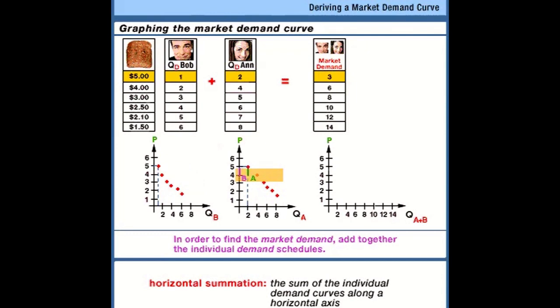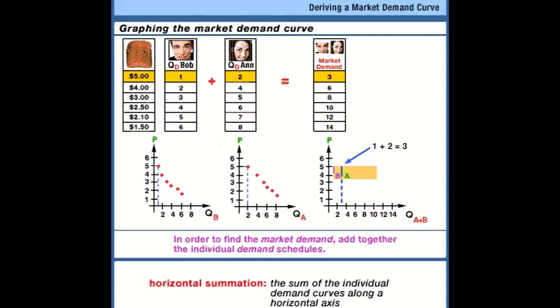At a price of $5 per loaf, we have a total quantity demanded in this market of 2 loaves from Ann plus 1 loaf from Bob, for a total of 3 loaves of bread at a price of $5. I can continue this process if I want. Bob wants 2 loaves at a price of $4, so let's mark that on our ruler.